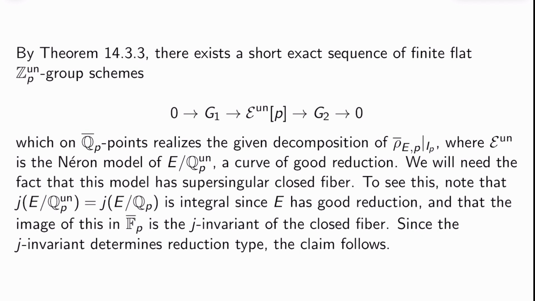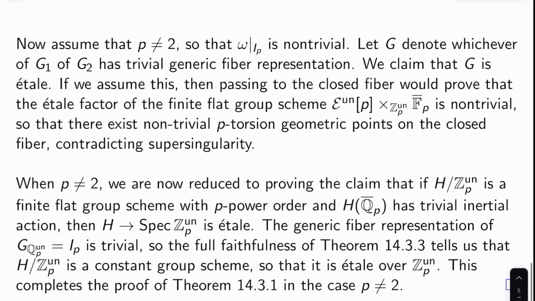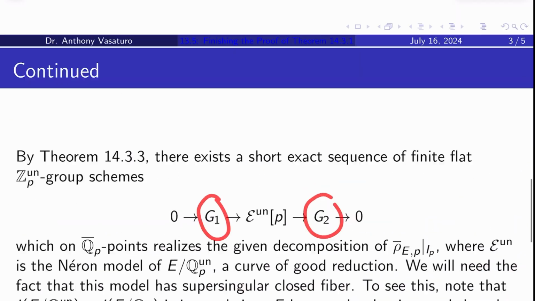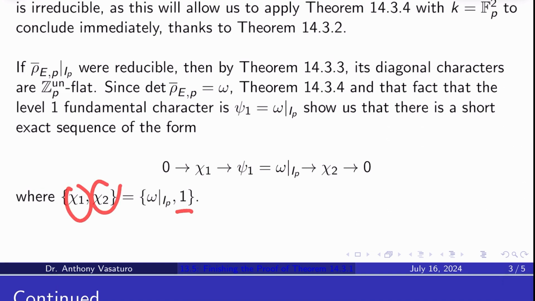How do you prove that? It's easy. The j-invariant of E over Q_p^un is just the j-invariant of E over Q_p, and that's integral because E has good reduction. The image in F_p bar of this j-invariant is just the j-invariant of the closed fiber, but the j-invariant determines reduction type. And so the claim follows. Great. So let's assume that p isn't 2, which is the only case that we're going to need. When you do that, you get that omega restricted to I_p is non-trivial. Let G denote whichever of G_1 or G_2 from that exact sequence above has trivial generic fiber representation. One of these has to have trivial generic fiber representation because one of these characters is trivial.